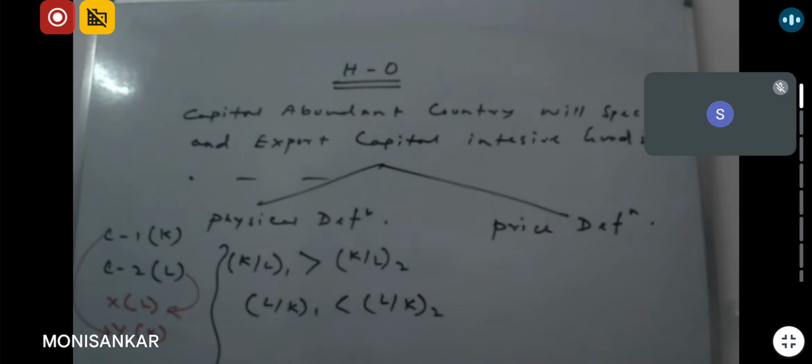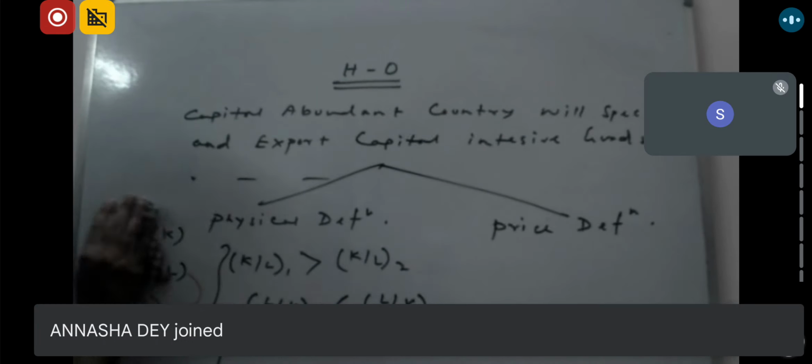Okay, I am sharing the notes on the physical definition. Now the next part.